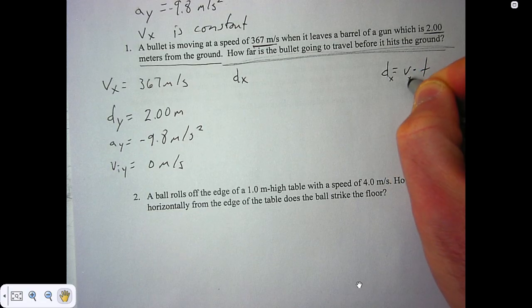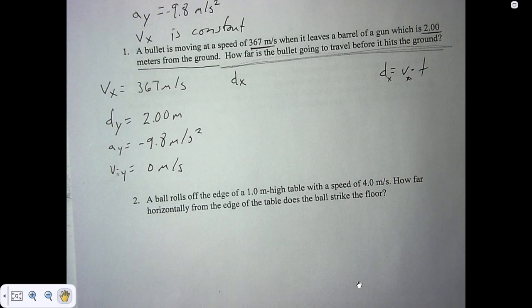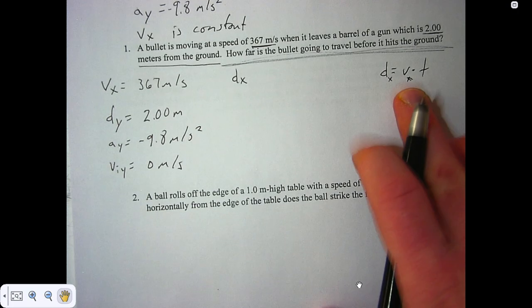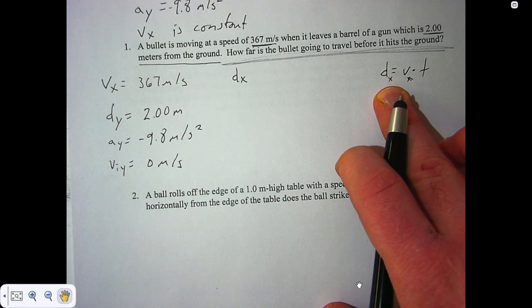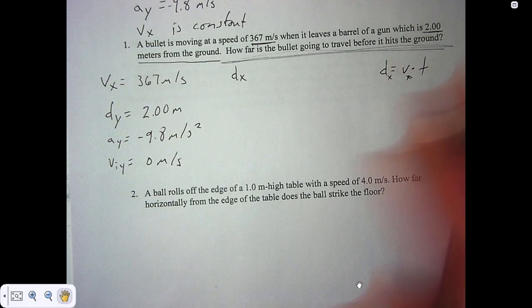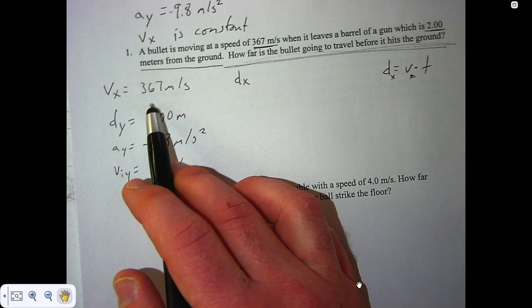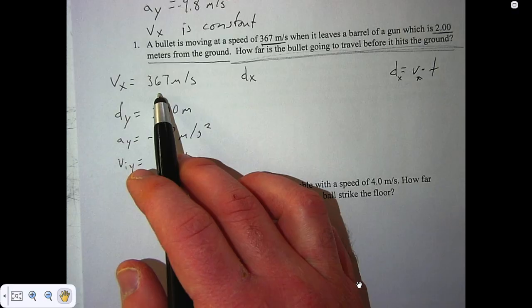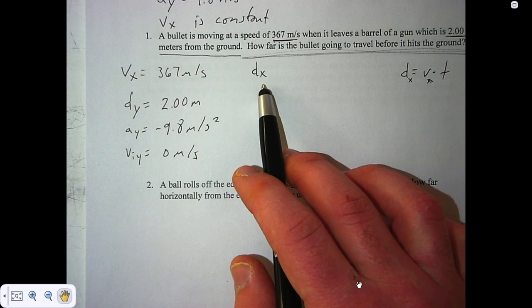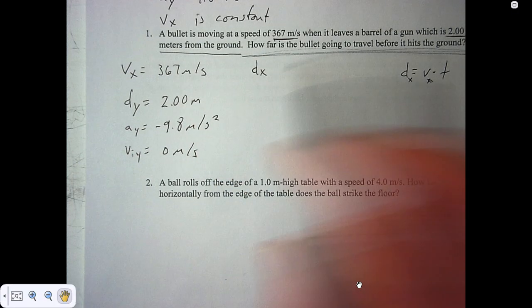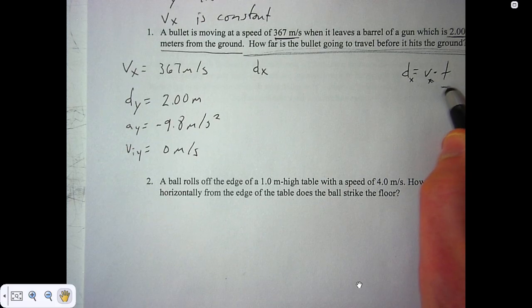Now, I've got to be thinking in the x direction for this to occur. I've got to be using the velocity in the x direction and the distance in the x direction. From this equation, what variable or variables do I not have? I've got Vx, it's 367. I don't have dx. What else do I not have? Time. Time it's in the air.